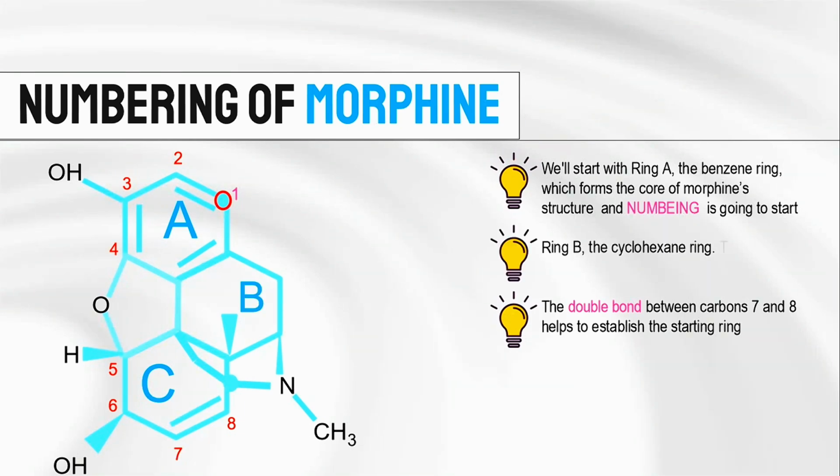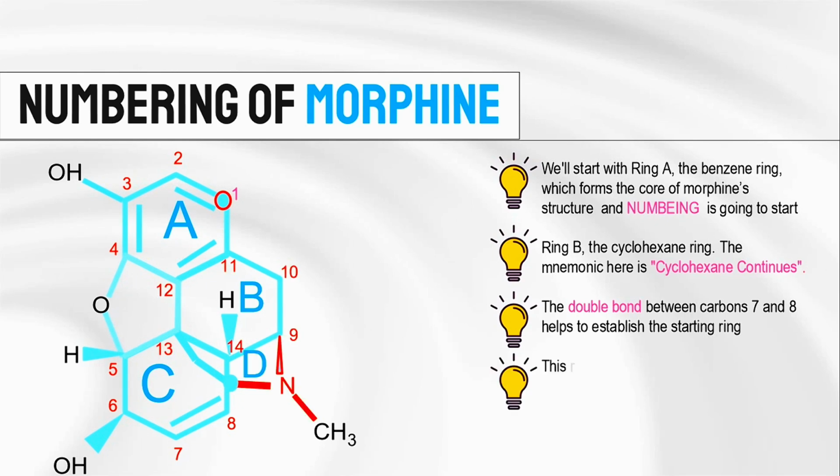Next, we move to ring B, the cyclohexane ring. The mnemonic here is cyclohexane continues. Continue numbering from the benzene ring. Note that we start ring B with carbon 9 as we proceed around the cyclohexane ring.